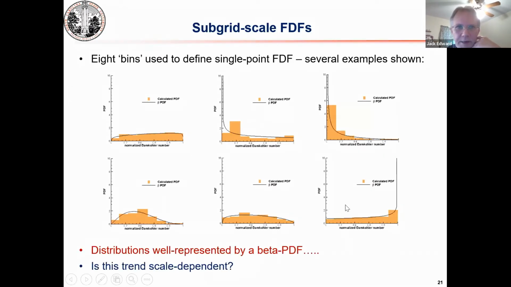From that we can develop a single-point, single-time FDF. These are what's shown here at different time locations and different space locations. And then we can compare with a classical distribution, for example, a beta PDF. And the answer is, yes, for this particular problem, you can pretty well quantify the local FDF with a beta form.